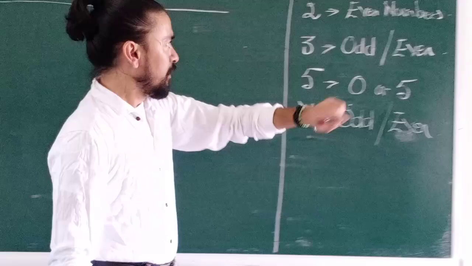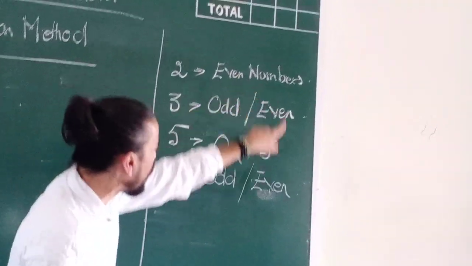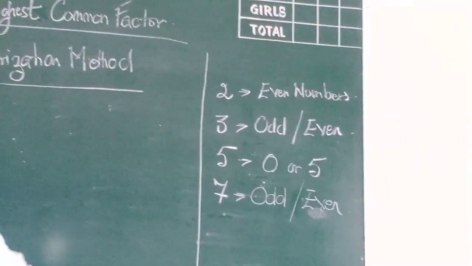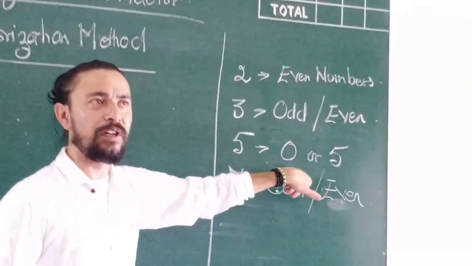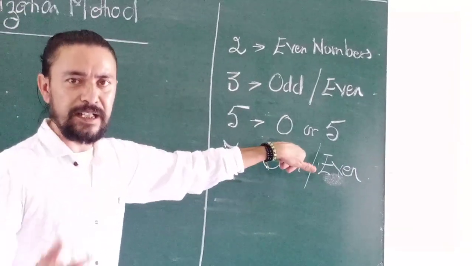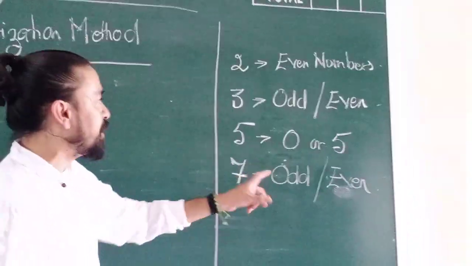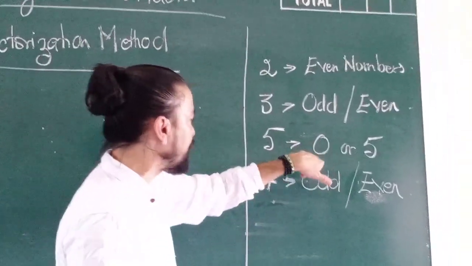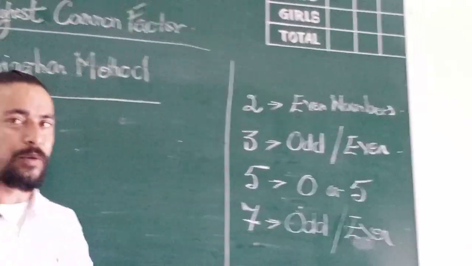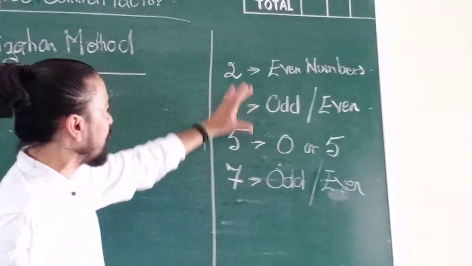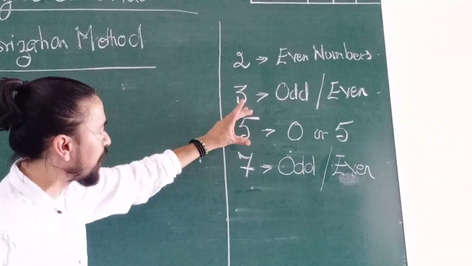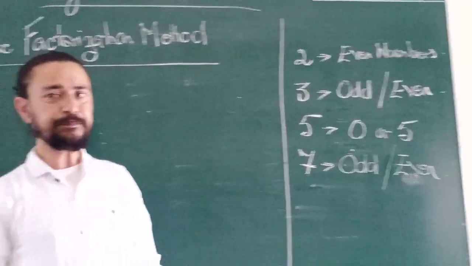Oh yes, even numbers I will have all 4 of them, because 0 is also divisible by 2. Any number ending with 0 will be divisible by 2. So a number like 70 will be divisible by 2, will be divisible by 5, will be divisible by 7 also. So all even numbers can be checked for 2, 3, 5 and 7.